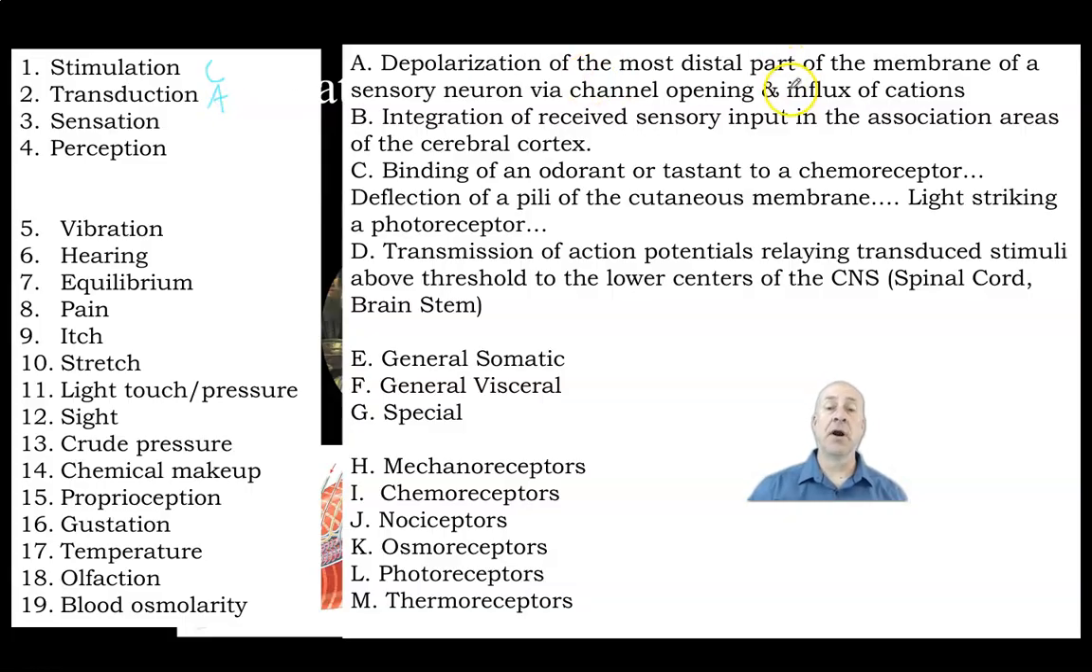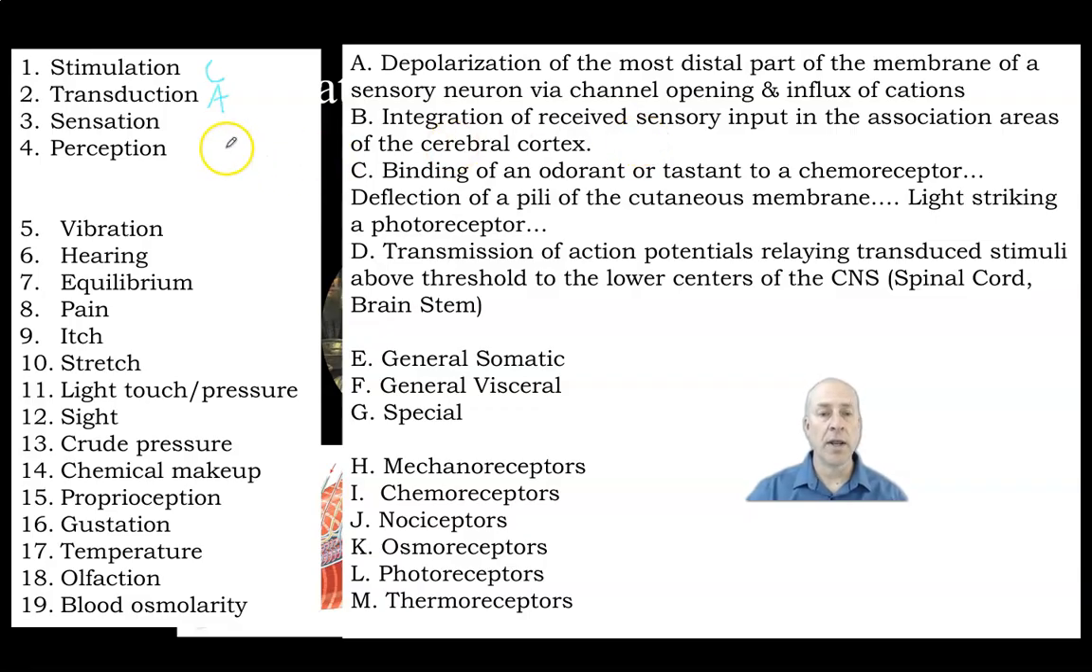We're going to take the distal part of a membrane, either via a free nerve ending or via an encapsulated, or capsule, if you will, a connective tissue capsule, or there's a special sensory receptor. And we're going to open up a channel. We're going to get ion flow. So we're going to transduce. We're going to change a physical stimulus to ion flow inside of a nervous tissue cell or a neuron.